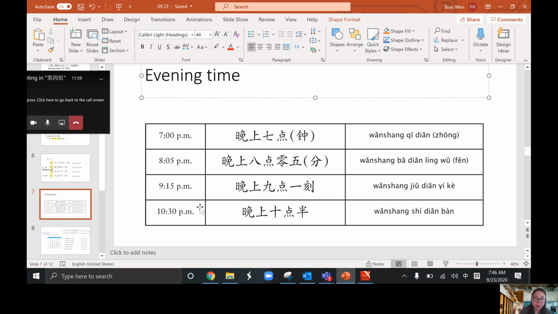晚上8点0五分. 9:15 p.m. will be 晚上9点1刻. 10:30 p.m. will be 晚上10点30.